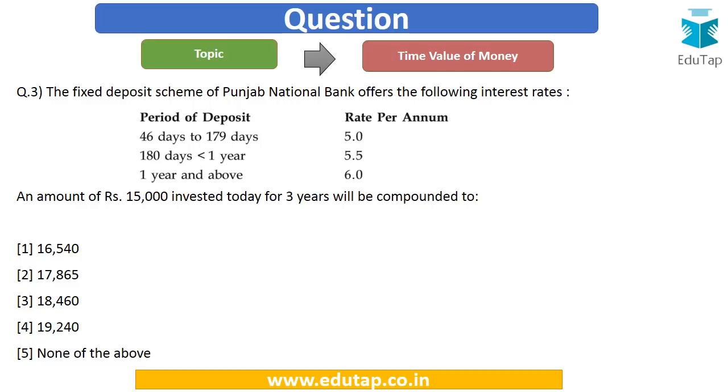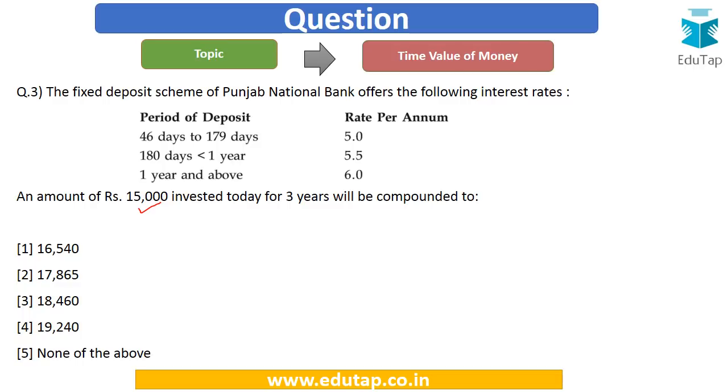Next question. The fixed deposit scheme of Punjab National Bank offers the following interest rates. There is a period of deposit and there is rate per annum. So if you are going to deposit your money up to 179 days, you are going to get 5% per annum. And if you deposit up to 1 year, then the rate is 5.5%. And if you go beyond 1 year, the rate is 6%. So if you invest rupees 15,000 in a fixed deposit scheme in Punjab National Bank today, for 3 years, this amount after 3 years is going to be.